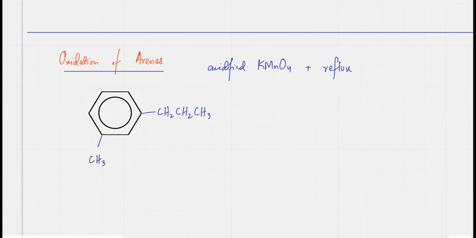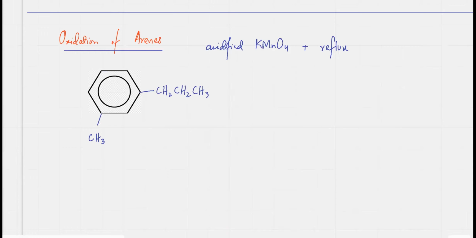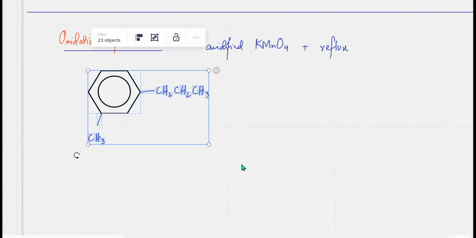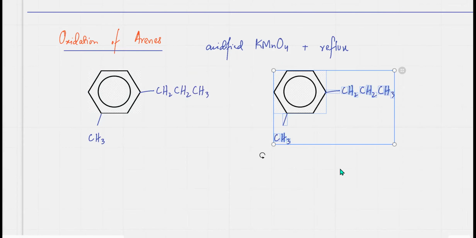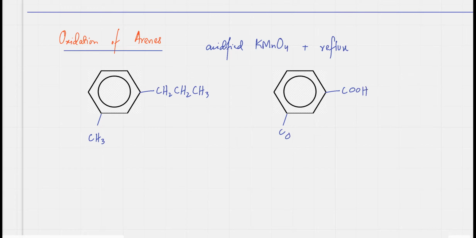If you do that, what's going to happen is the oxidation of arenes is going to be like this. Everything kind of remains the same, except that the carbon chain goes missing. No matter how big the carbon chain is, the carbon chain is going to completely break off. And what's going to be left in its position is going to be a carboxylic acid. So no matter how big the carbon chain is, it would still end up forming benzoic acid. That is what's going to happen.